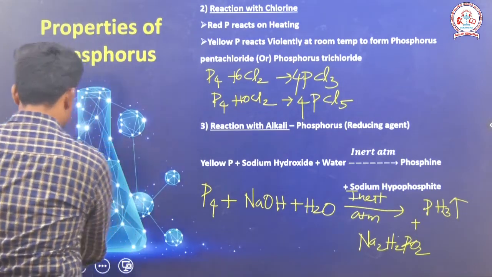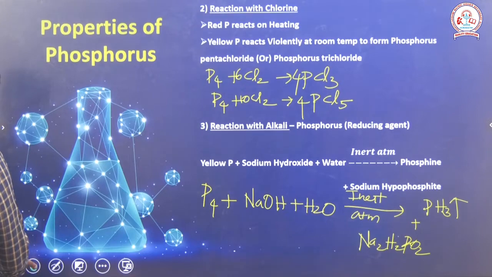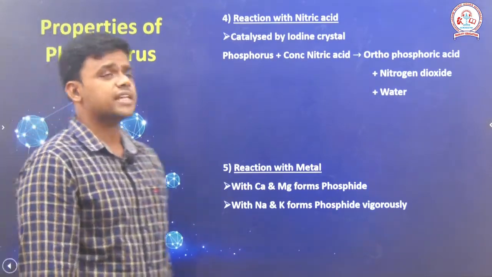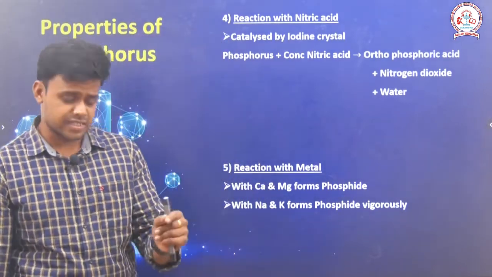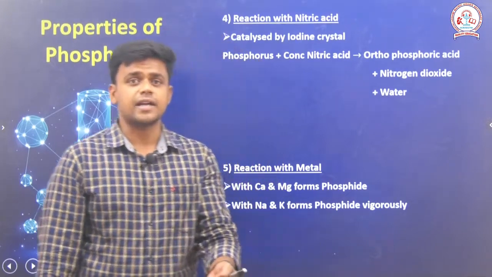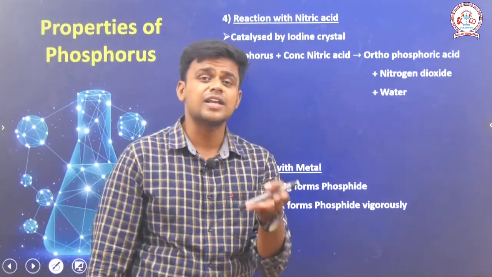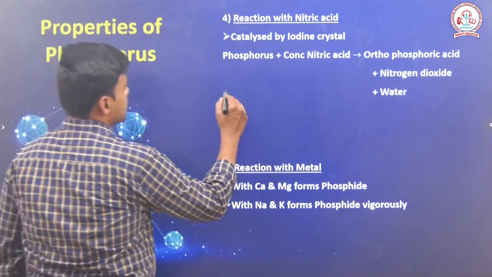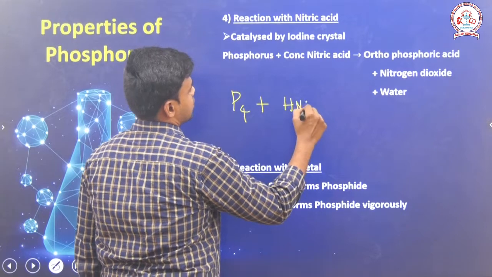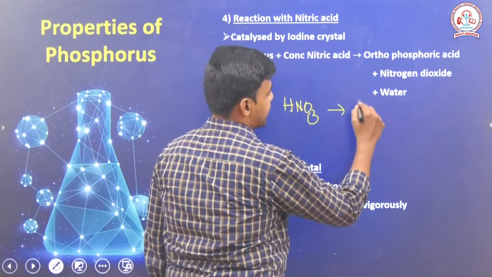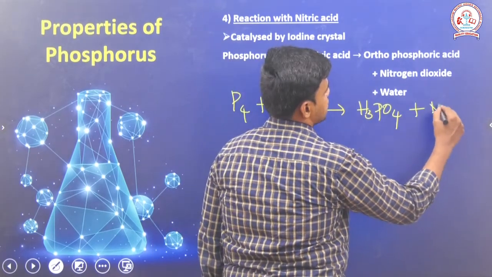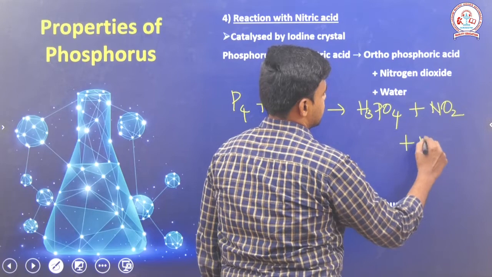Then next one, reaction with nitric acid. The whole reaction is catalyzed by iodine crystal, which also clearly shows that here phosphorus is a reducing agent. We will look at it. The phosphorus P4 will react with nitric acid HNO3 to form orthophosphoric acid H3PO4, then nitrogen dioxide NO2 plus H2O.